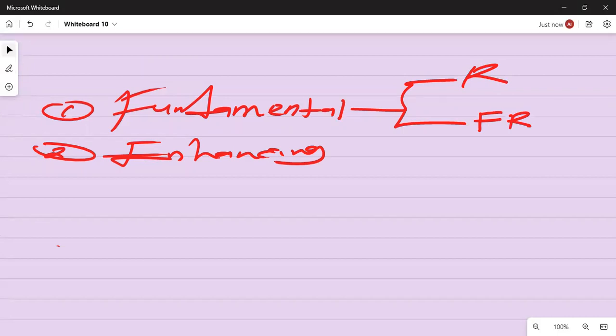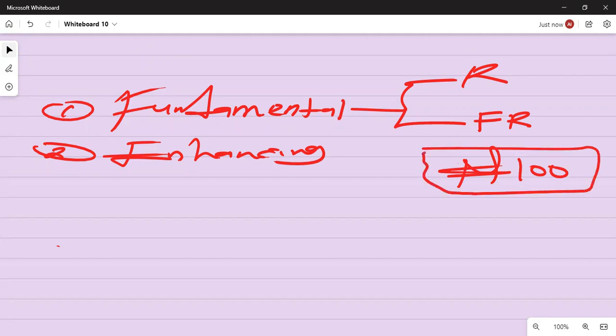And faithful representation has to do with what? Whatever the figure that you are quoting, 100 naira, it must be true. If we are saying that this particular item is 100 naira, it has to be faithfully presented. Don't mislead the user.